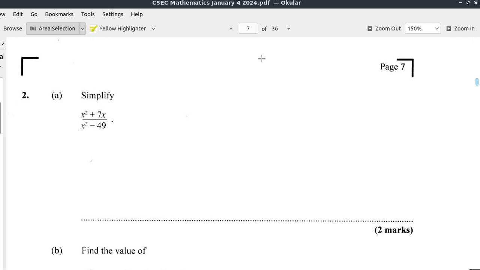Question 2 from the CSEC Mathematics January 2024 paper.